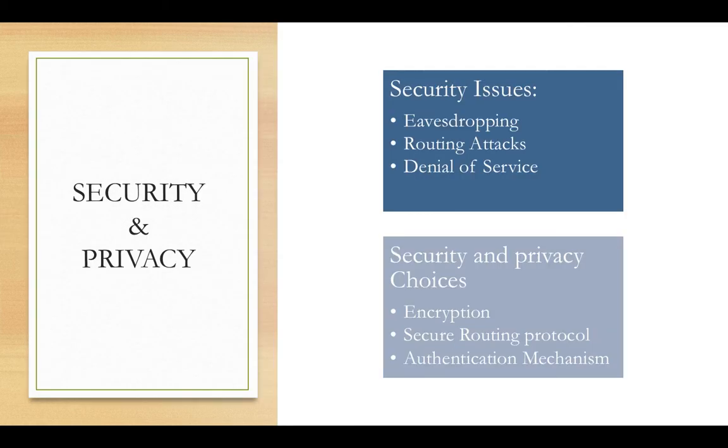So this installation and this kind of system would also have some security and privacy based issues. The potential issues that we can have in this kind of system are eavesdropping, routing attacks, and denial of service. Eavesdropping means that anyone, say the competitor of the farmer, can try to hack into the system and learn about the data that he has in his system.